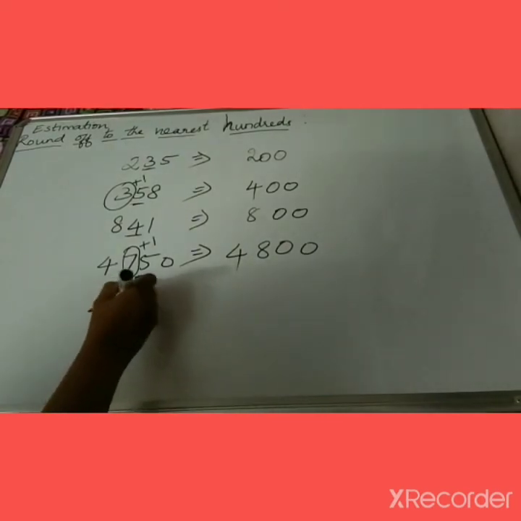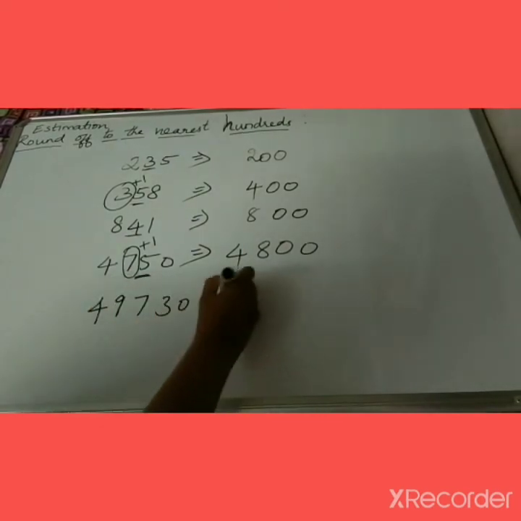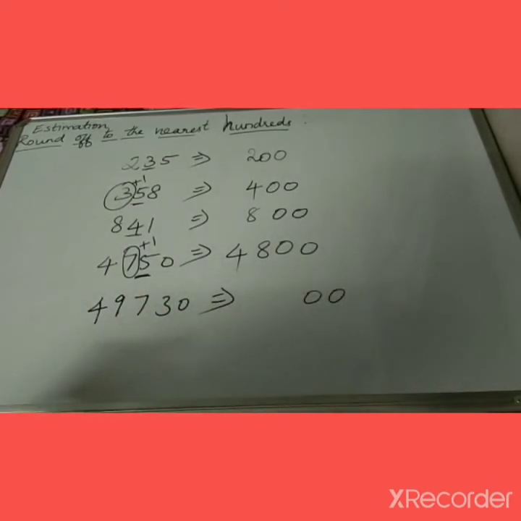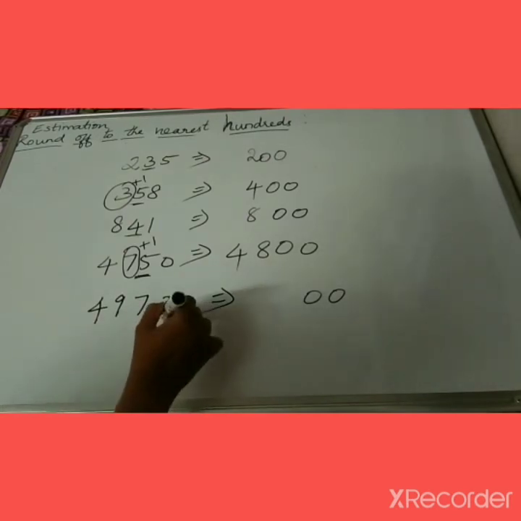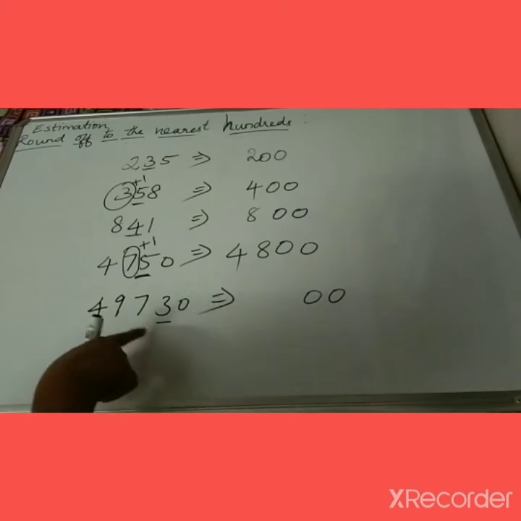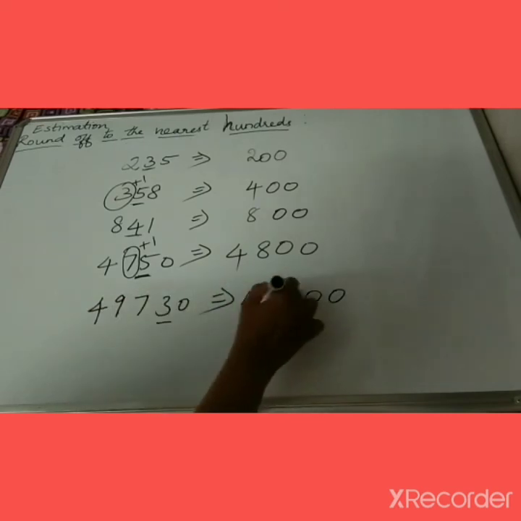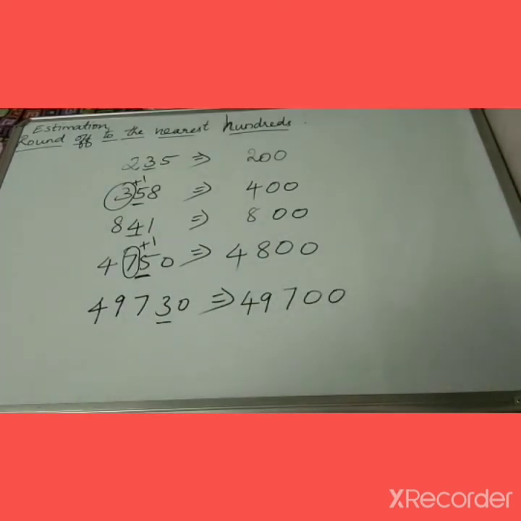49,730. Look at this example. Rounding to 100, the last two places will be 0. Now we have to look at the number in the tens place. The tens place number is 3 here. If it is less than 5, then we will put the same number 7, and the remaining numbers as such. Is it clear? Now coming to rounding off to the nearest thousands.